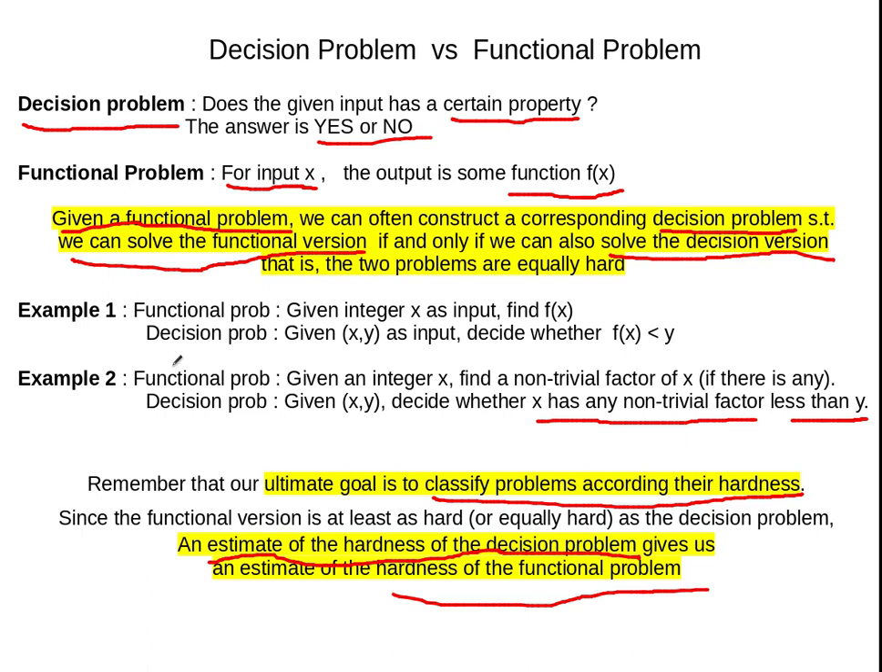Just to explain how these two problems are equivalent: the decision problem is clearly solved if you can solve the functional problem. You find some non-trivial factor of x, so you can completely factorize x and know all the factors, and you can decide whether one of them is less than y or not.